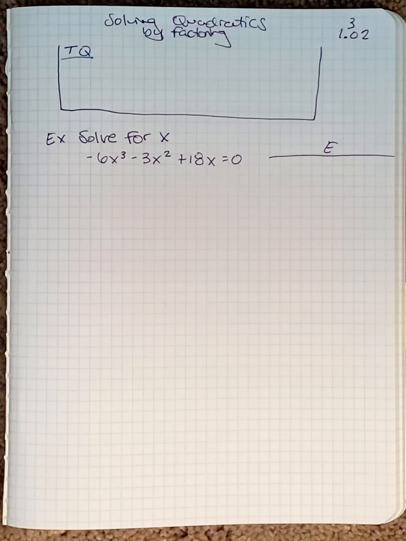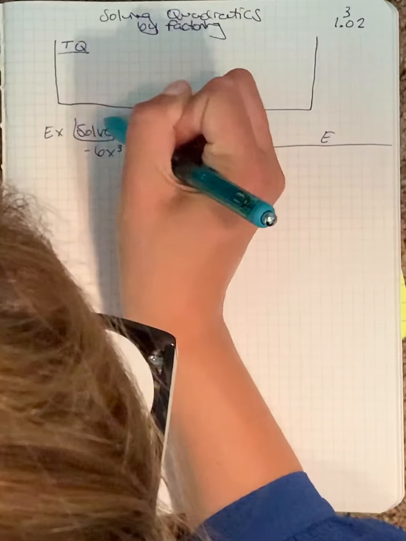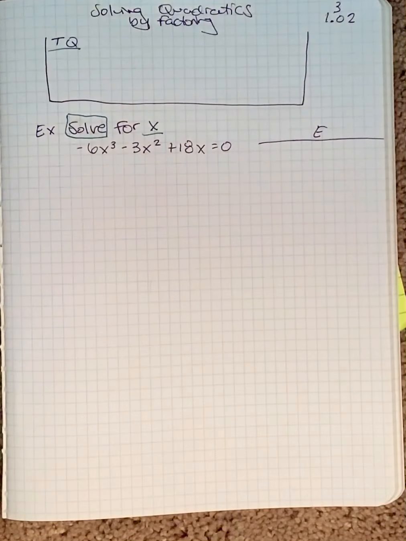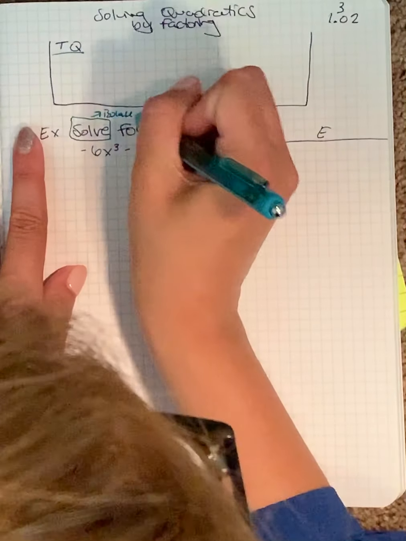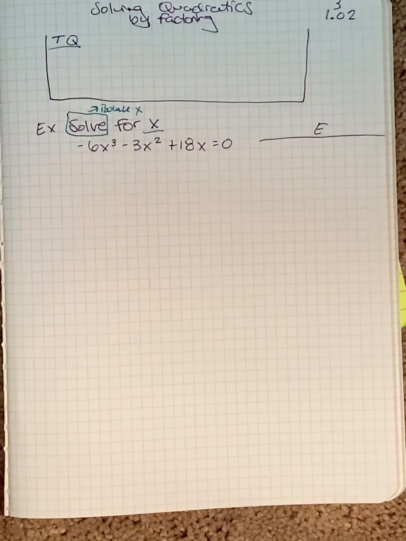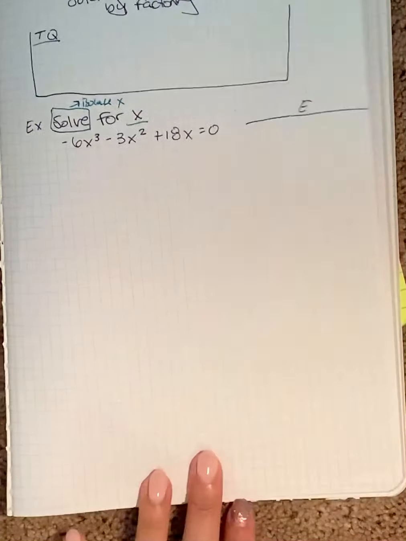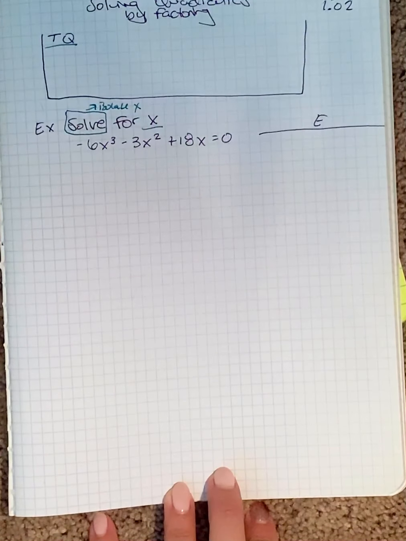So I need to solve for x for negative 6x cubed minus 3x squared plus 18x equals 0. That means I need to somehow isolate the x value in this equation. So I need to isolate x. So how can I use the structure of this equation to solve for my unknown variable?